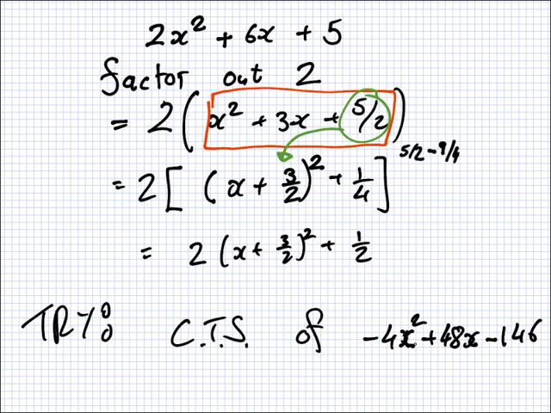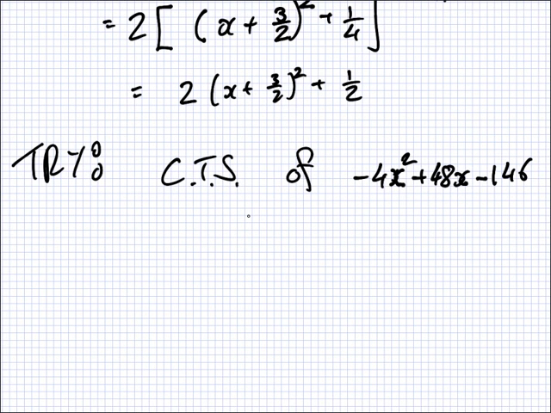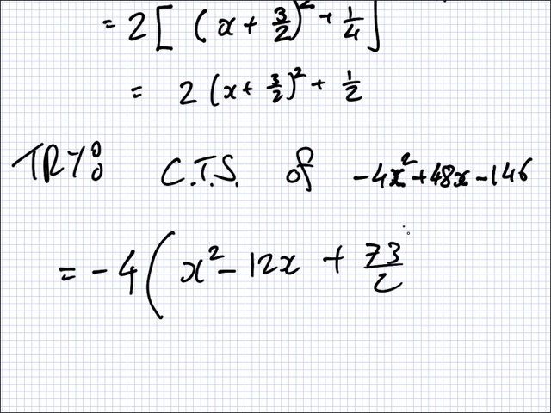Got it? I think so, yeah. Yeah. So, let's have a look. The first thing I should do is factor out the negative 4. So that will be minus 4 bracket x squared minus 12x. And then what's the last one? Plus 73 over 2. Yeah, it's a fraction. 73 over 2.